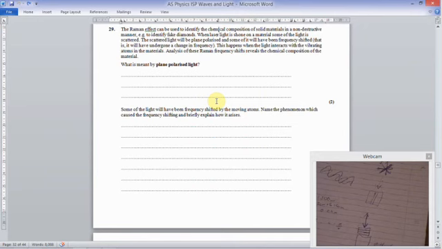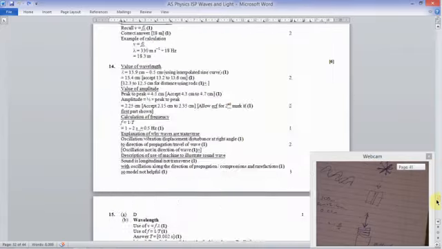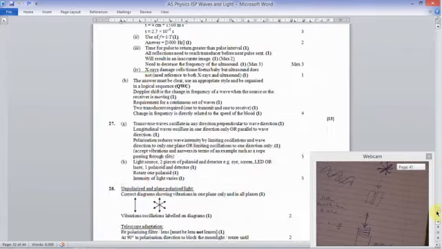Brilliant. So what do we mean by plane polarized? It's light that only oscillates in one plane. So the oscillations only take place in one plane. Similar light will have been frequency shifted by the moving atoms. Name the phenomenon which causes frequency shifting and briefly explain how it arises. Again, description: Doppler effect. That's all they're actually after. There's nothing trickier than that.